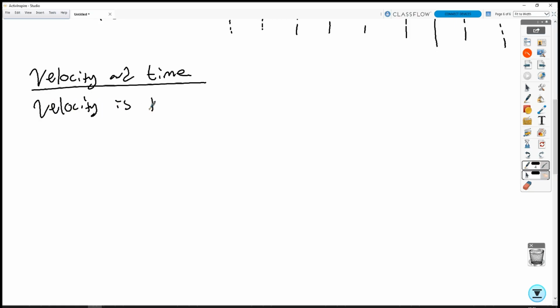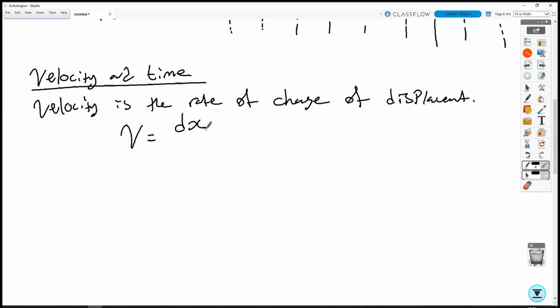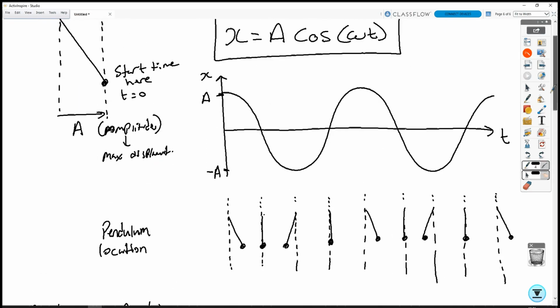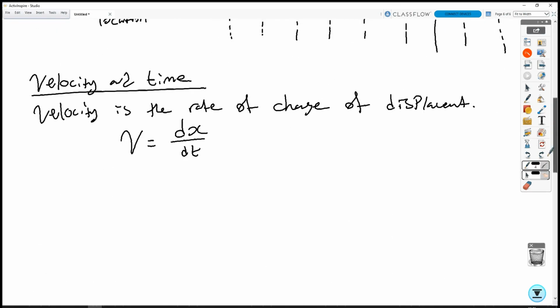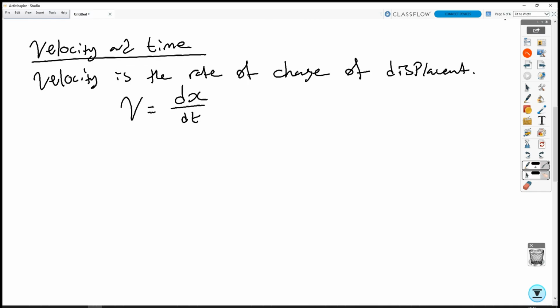So velocity is the rate of change of displacement, which basically means v is equal to dx/dt. So let's go back to our original equation, A cos omega t. So we want to find velocity. We're going to do v is equal to d/dt of A cos omega t.